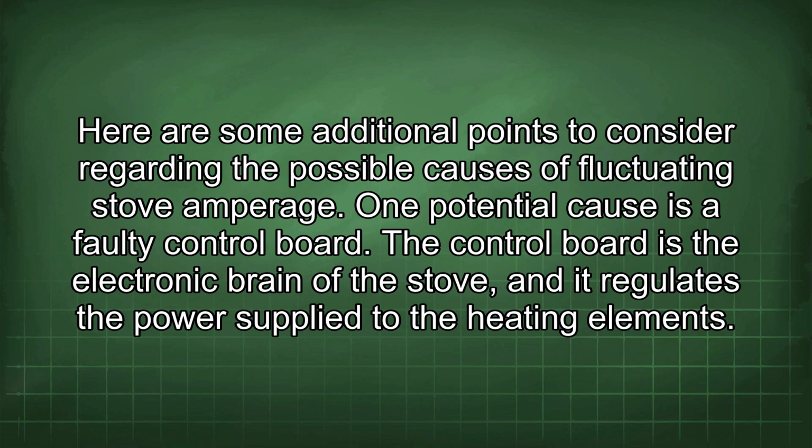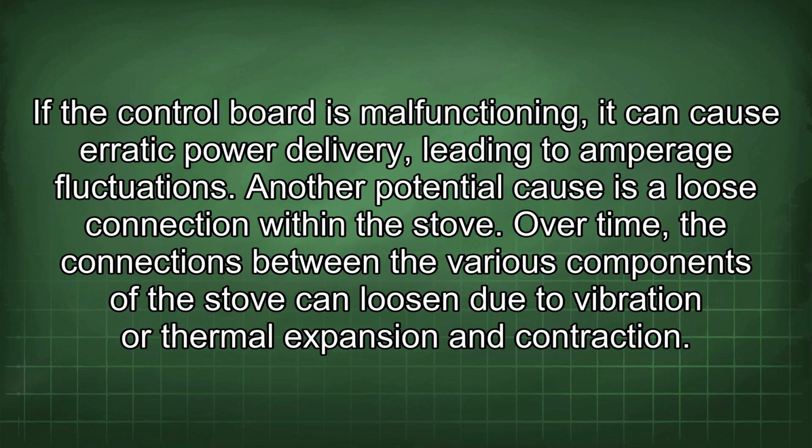One potential cause is a faulty control board. The control board is the electronic brain of the stove, and it regulates the power supplied to the heating elements. If the control board is malfunctioning, it can cause erratic power delivery, leading to amperage fluctuations.